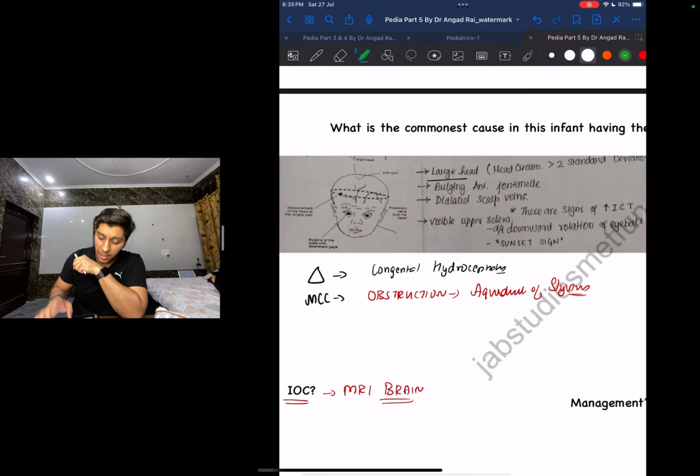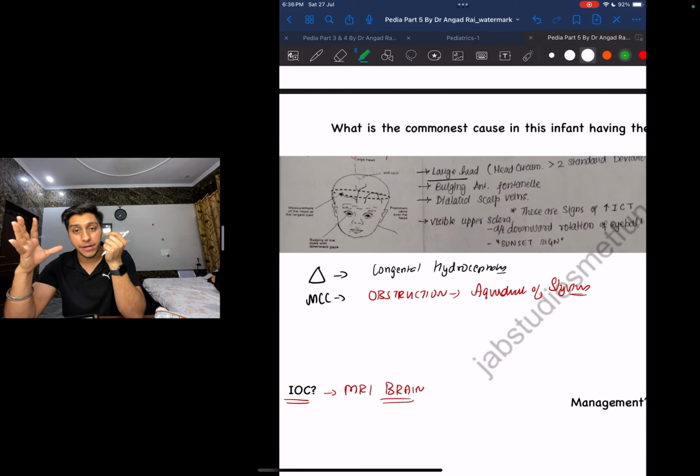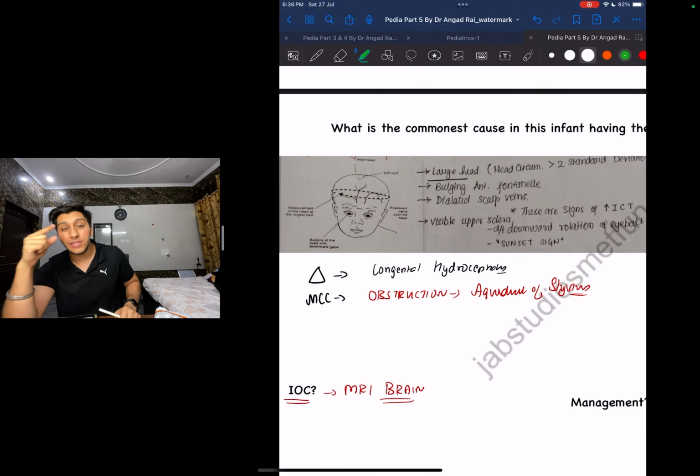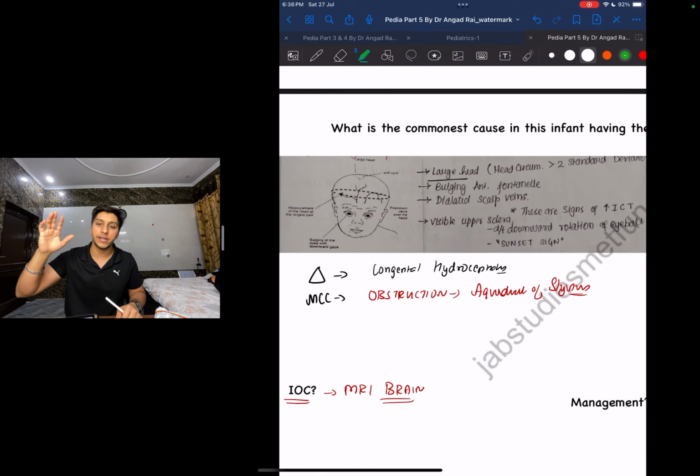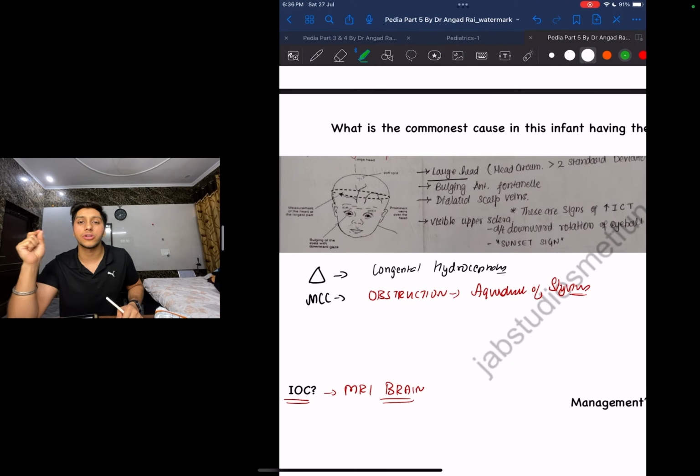Patient comes to you with a large head, also with a standard deviation of more than 2. If you see the head, the scalp veins are quite dilated. Another thing is, whenever you see the sclera, you are able to see it from the lower part, but you're not able to see the upper part of the sclera in a normal person. But in this condition, you're able to see the upper part of the sclera. Why? Because of the increased ICT, intracranial pressure, the eyes have been rotated downwards, and this is known as the sunset sign. What am I talking about, guys? This is congenital hydrocephalus.